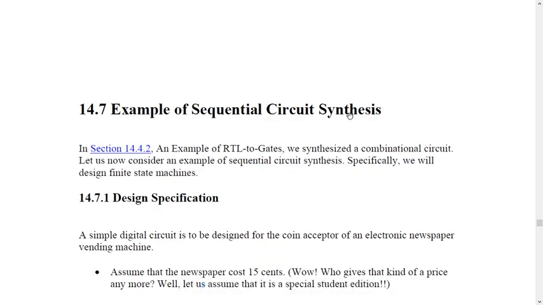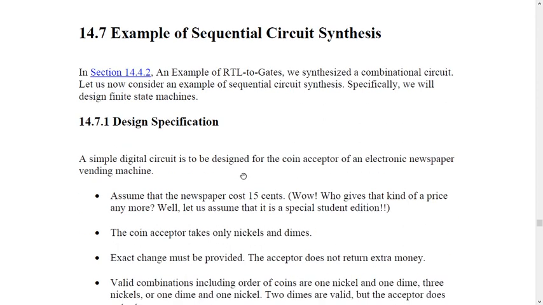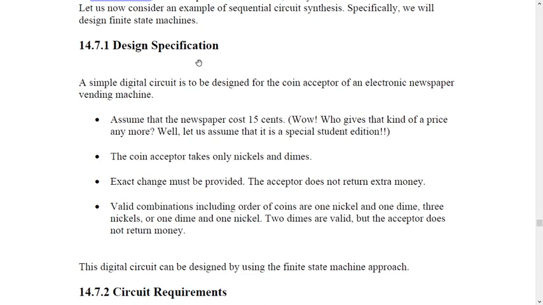Next we will have sequential circuit synthesis with respect to optimization. RTL to gate level, we synthesize combinational circuits. Previously we did that, and now we go for sequential synthesis. Then we will have the design specifications.